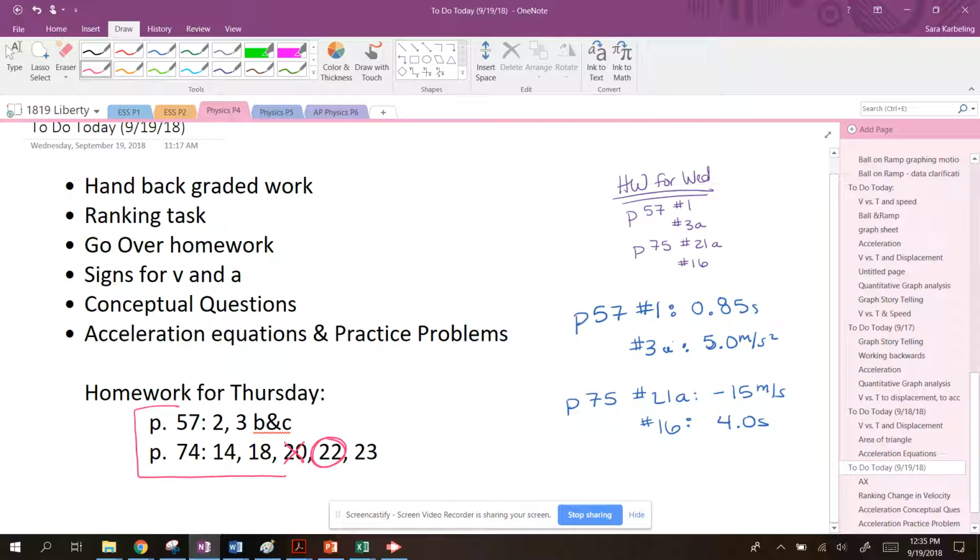Question 22 says, a car starts from rest and travels for 5 seconds with an acceleration of 1.5 meters per second squared.